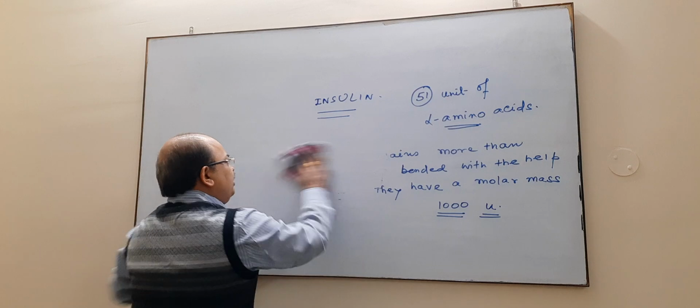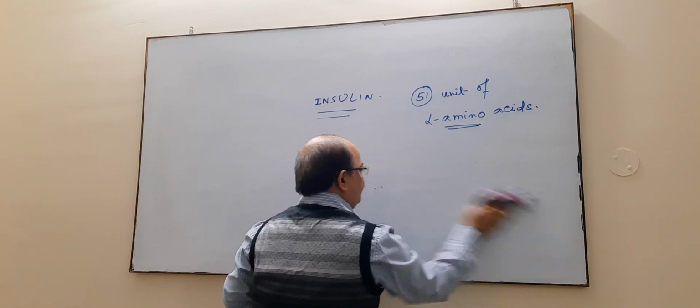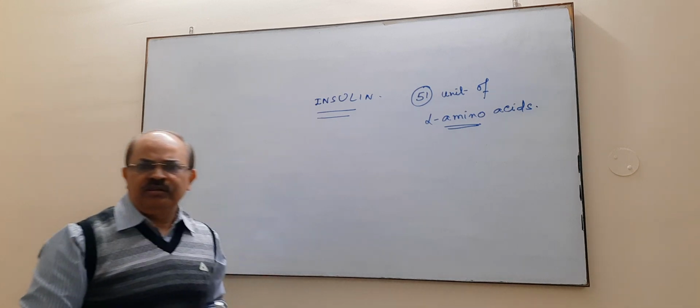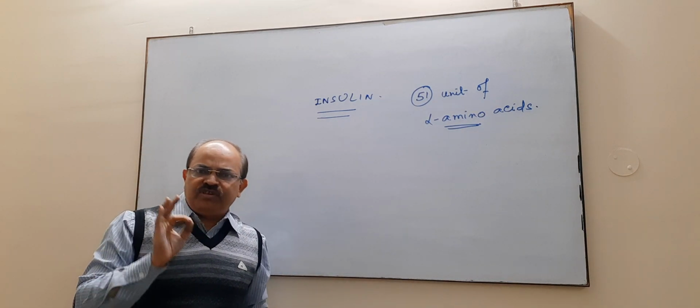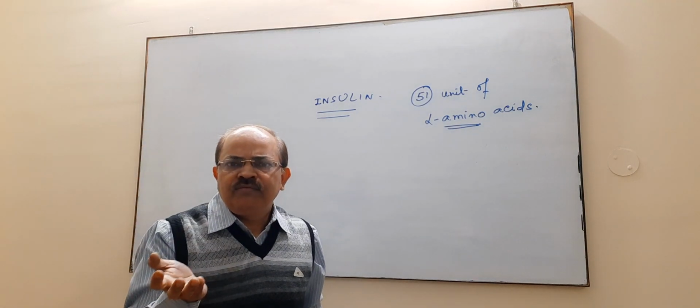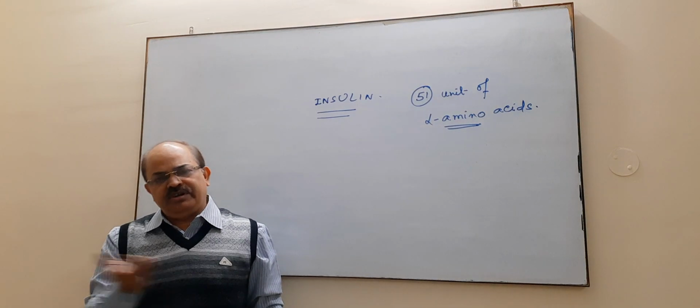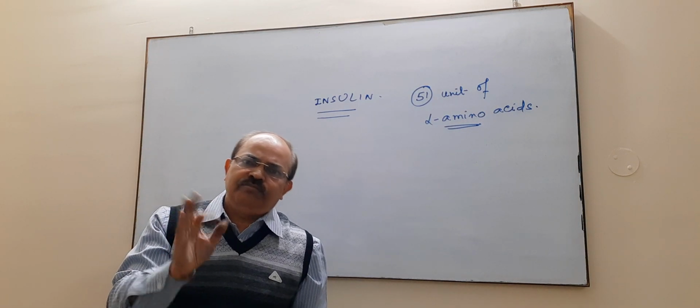So this is your structure of protein. I think this is sufficient about the structure of protein. Now you know what a peptide bond is, what a dipeptide is, what a tripeptide is, or you can say your polypeptide.